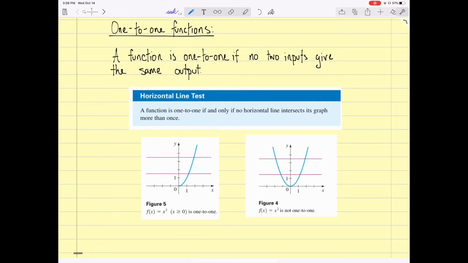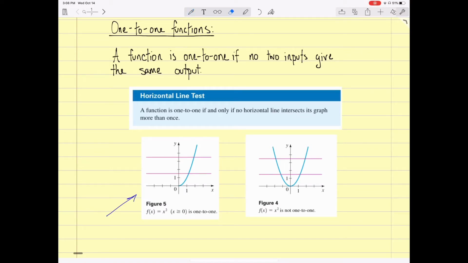Most of us are used to the vertical line test, which tells us if a relation is a function. And so the horizontal line test tells us if a function is one-to-one. In the left picture here, you can see that that is one-to-one because that horizontal line only intersects the graph once. So that would be a one-to-one function.